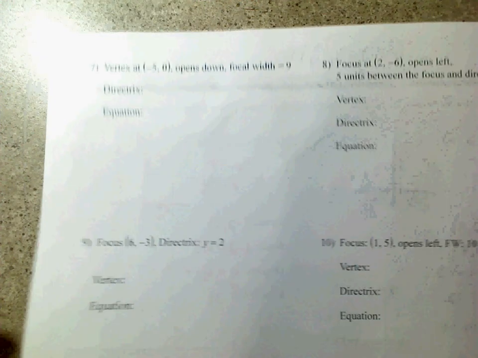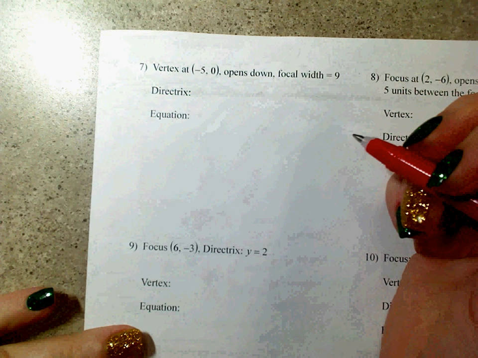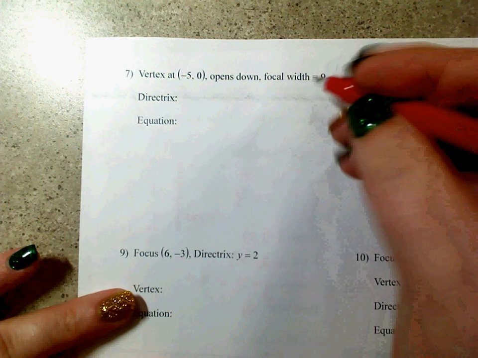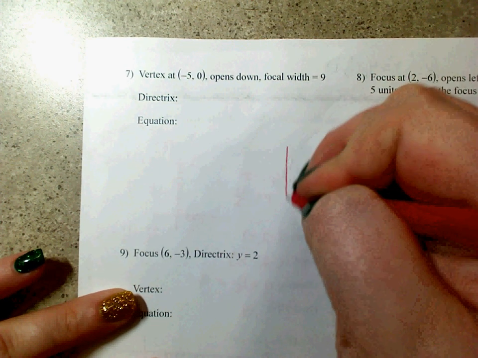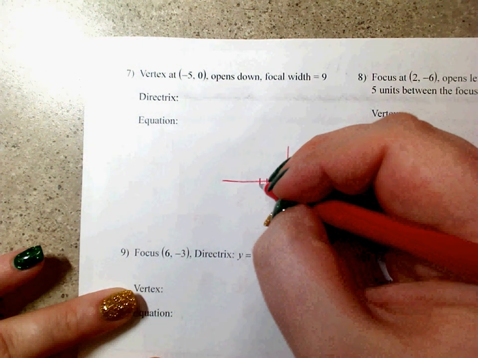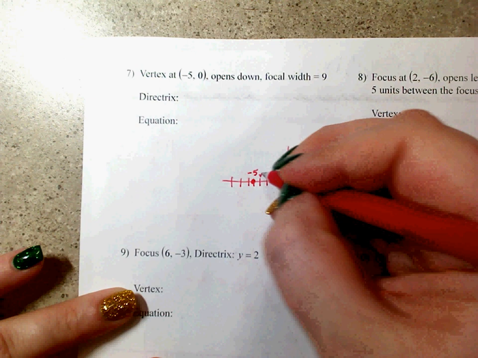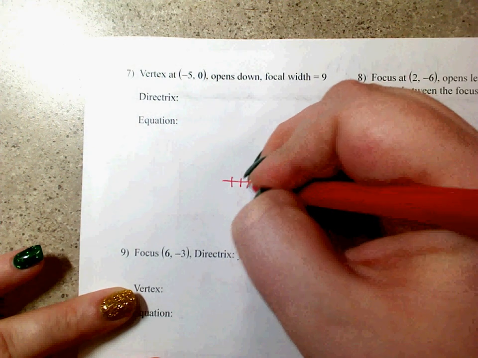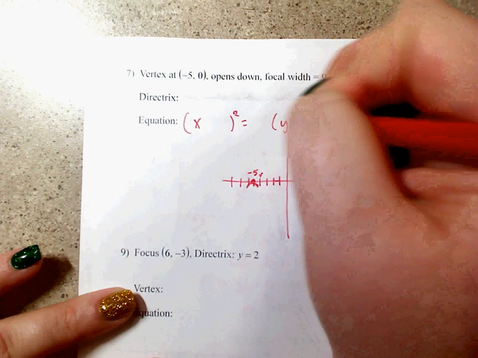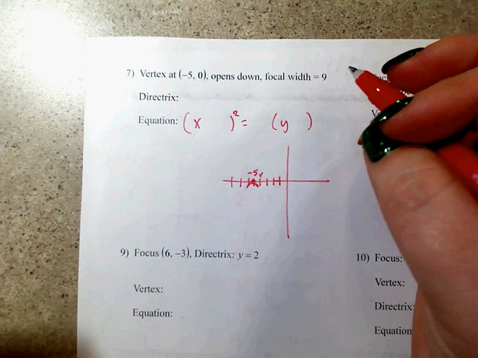Number 7, we've got a vertex at -5, 0. It opens down and has a focal width of 9. So left 5 stays there. Opens down. 1, 2, 3, 4, 5, 6, 7, 8. 1, 2, 3, 4, 5. And that's my vertex. The fact that it opens down tells me that it is x being squared and y not. So the x value is -5, so +5.